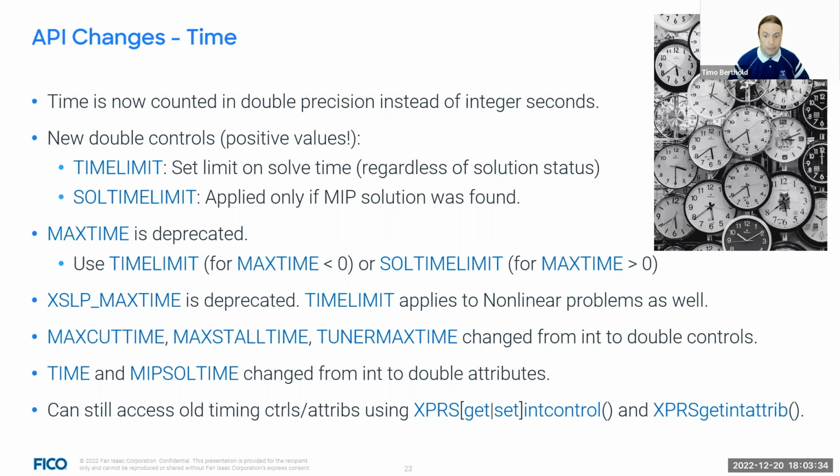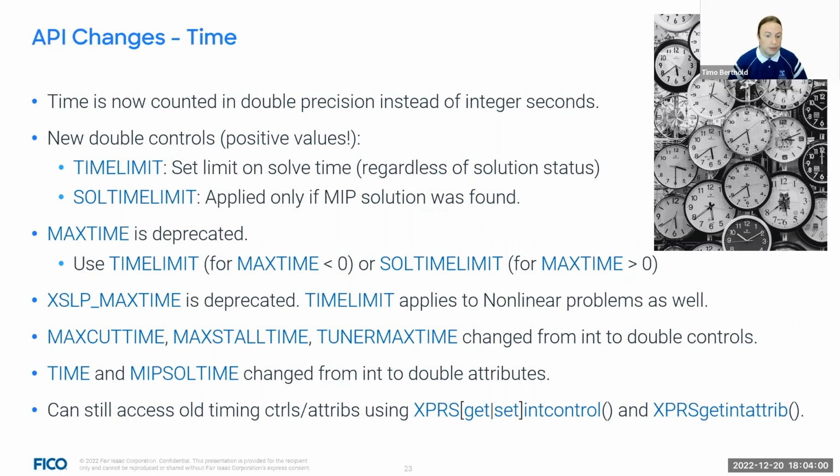Control sol time limit, however, takes the meaning that a positive max time had so far. The solver will only stop at that limit when it already has a solution. Note that you can now mix and match those two controls. For example, you can tell the solver to stop after 10 minutes if it already has a solution, but terminate the search after half an hour the latest, which has not been possible before.